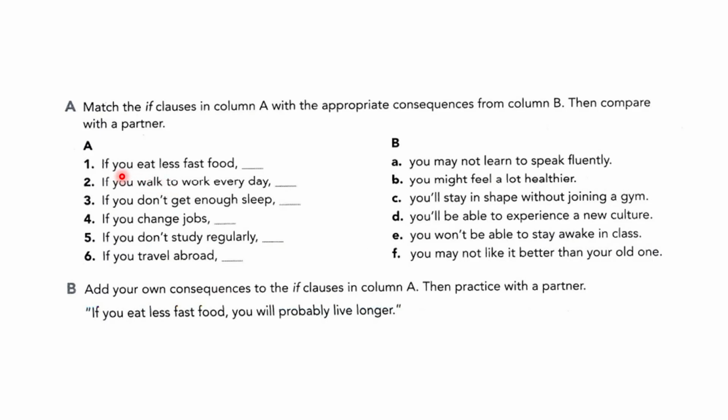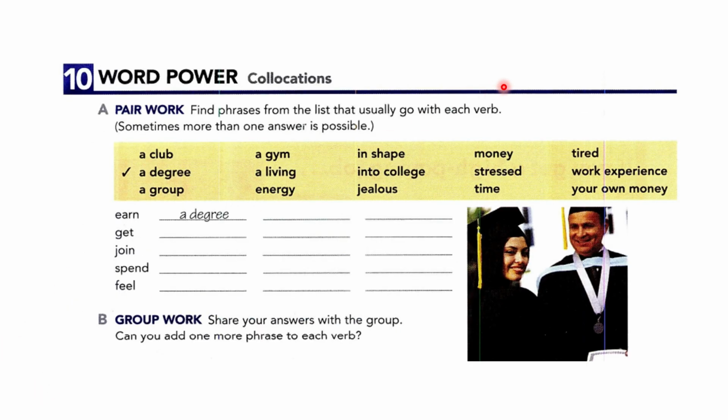So as you can see, guys, we have here the conditional clauses and the results of those conditional clauses. All of these are possibilities. You're not certain, okay? It's not for sure that all of these consequences are going to happen, but they are possible to happen, okay? Okay, let's continue with this.